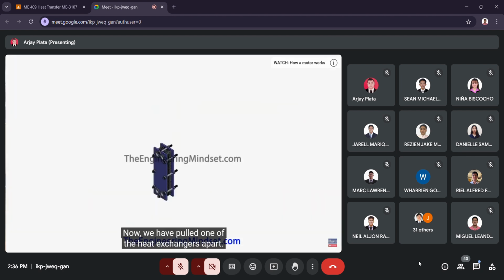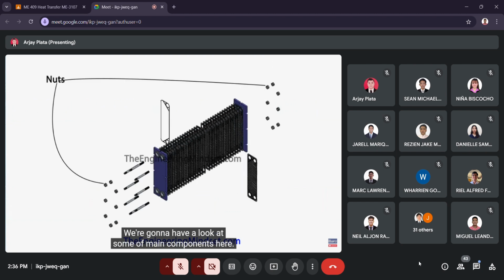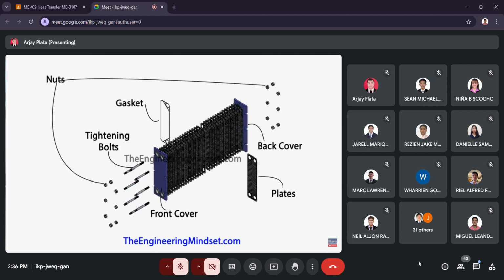Now, if we pulled one of the heat exchangers apart, we're going to have a look at some of the main components here. So we've got the end plates here, or the front and back cover, and these are usually made from mild steel, and they're very strong. They're there to hold everything together. Then we've got the nuts. These attach and tighten up onto the tightening bolts.